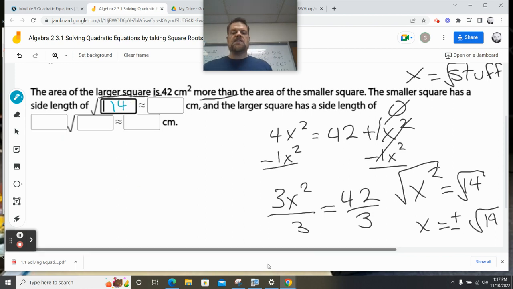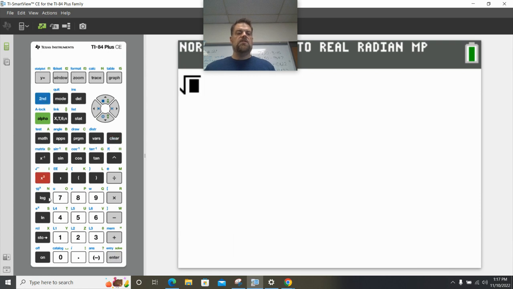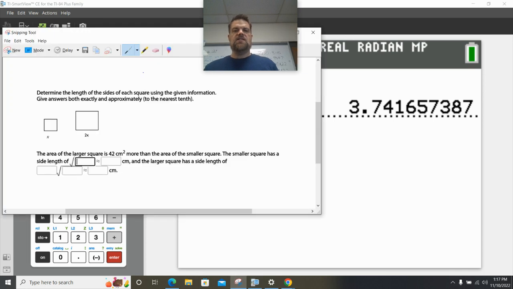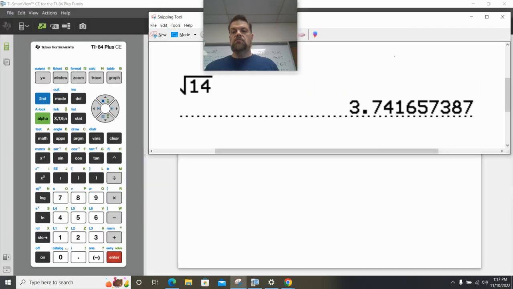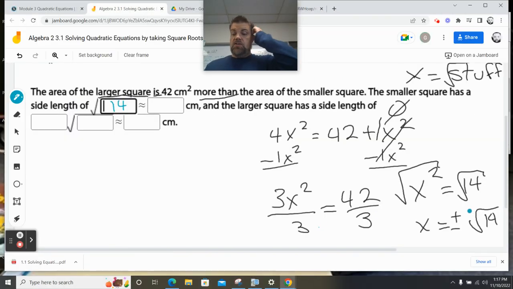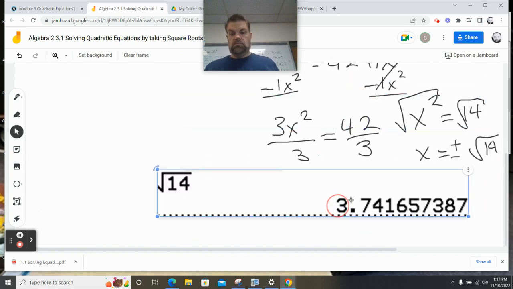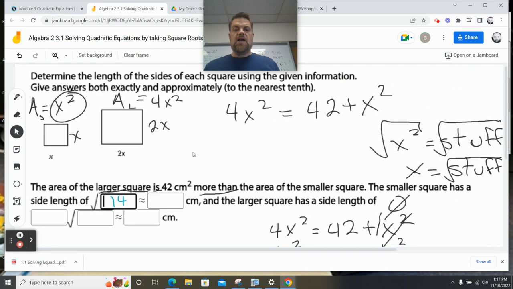So I'm going to plug in the square root of 14. To get the decimal approximation, I'm going to plug in the square root of 14 as 3.74, this stuff, right? Let me take a screenshot of that so you guys can see it. And we'll plug that in here. So I get that the square root of 14 is this stuff, but it says round to the nearest tenth.